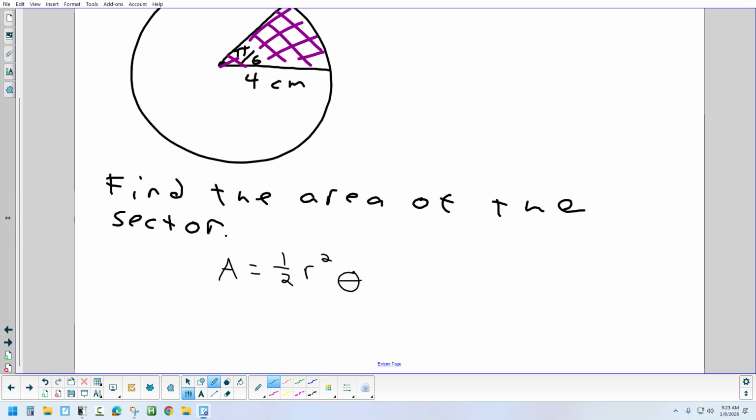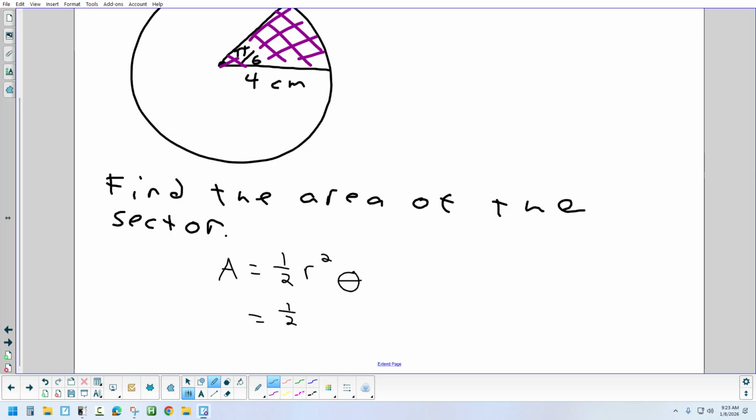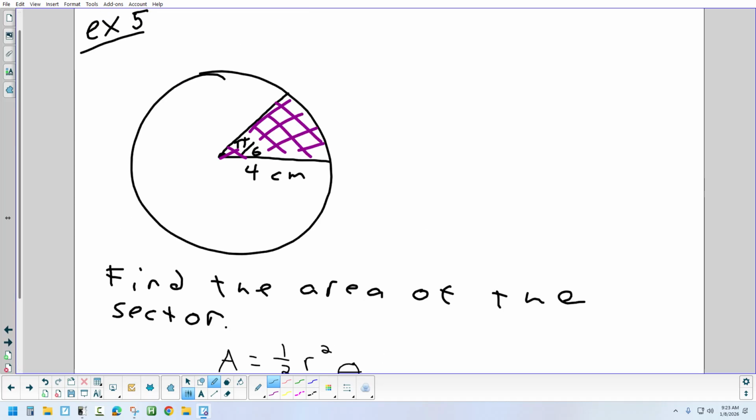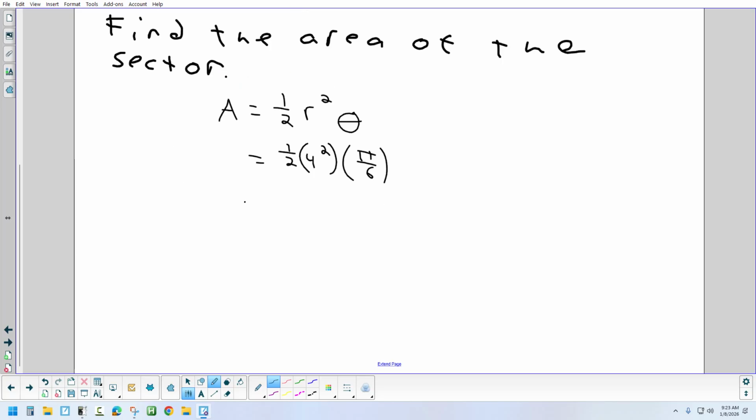All right. So now we'll fill in what was just said. What did you say the radius was? 4 squared. And the angle is pi over 6. It's already in radians. I know that because it doesn't have a degree symbol. So pi over 6. 4 squared gives me how much? 16. And then half of 16 is 8. So we get 8, and we still have times pi over 6.